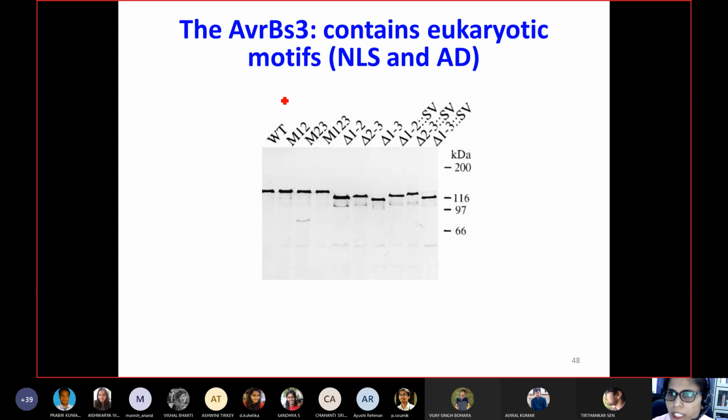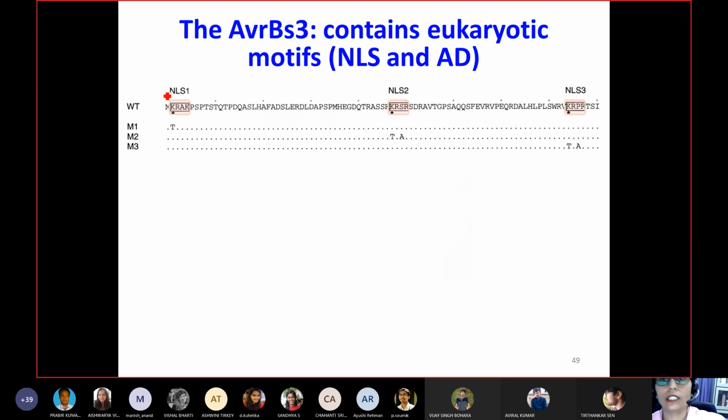I will not go into detail here because you will come to know what M12, M23 and the others are after I explain the next pictures. So what you have here is NLS. As you can see, this is NLS 1, 2, and 3. So these are the specific sequences. The prominent NLS where lysine was first mutated into threonine, as you can see here.